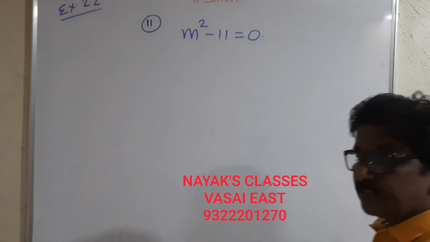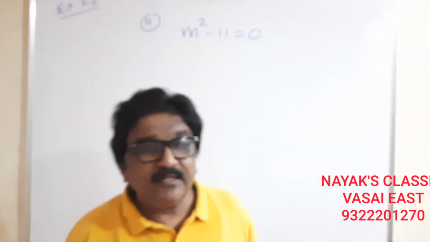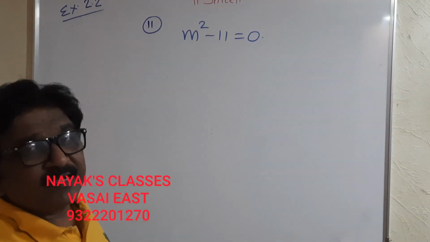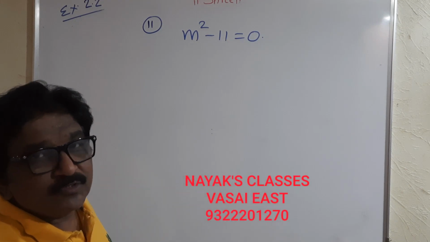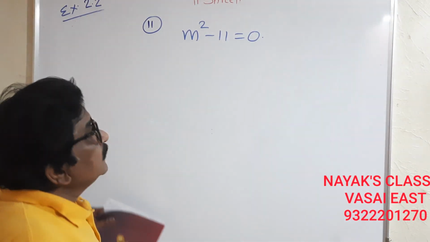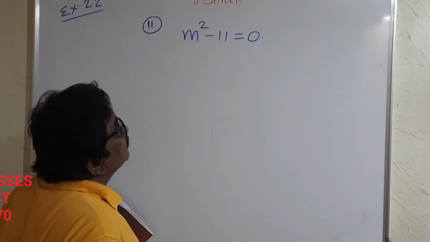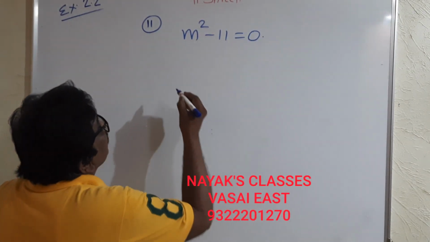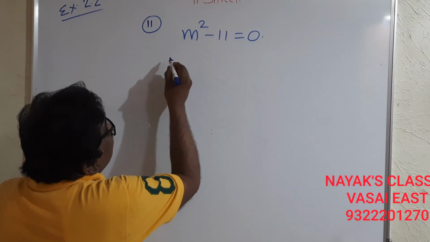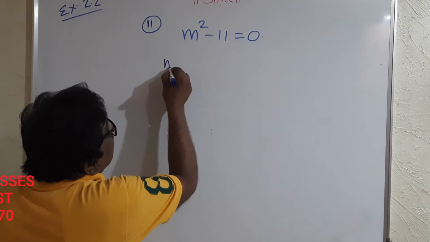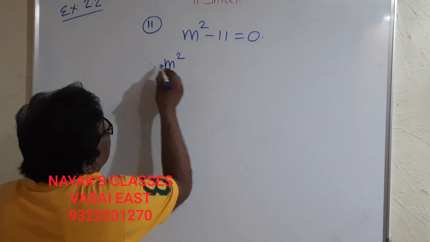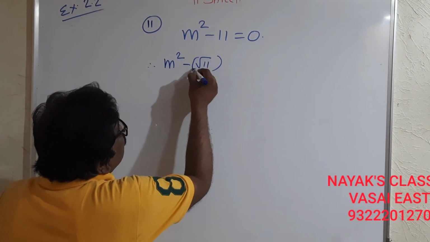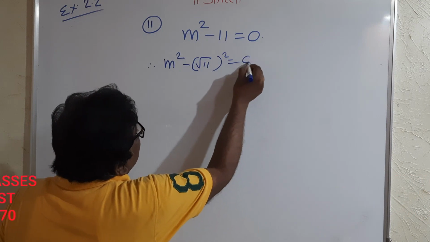So this is the last example of exercise 2.2. They have given us m square minus 11 is equal to 0. This is a quadratic equation. The middle term is missing. Let it be. This can be written as m square minus root 11 the whole square is equal to 0.